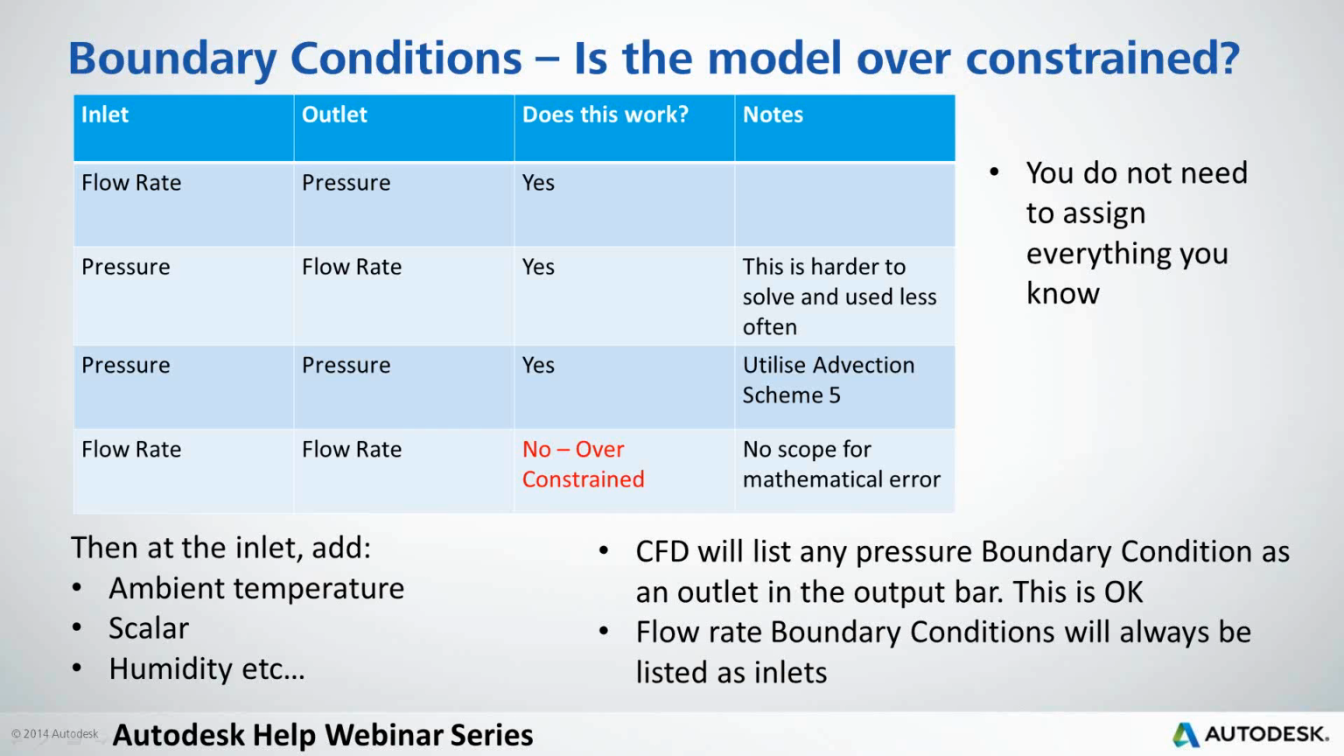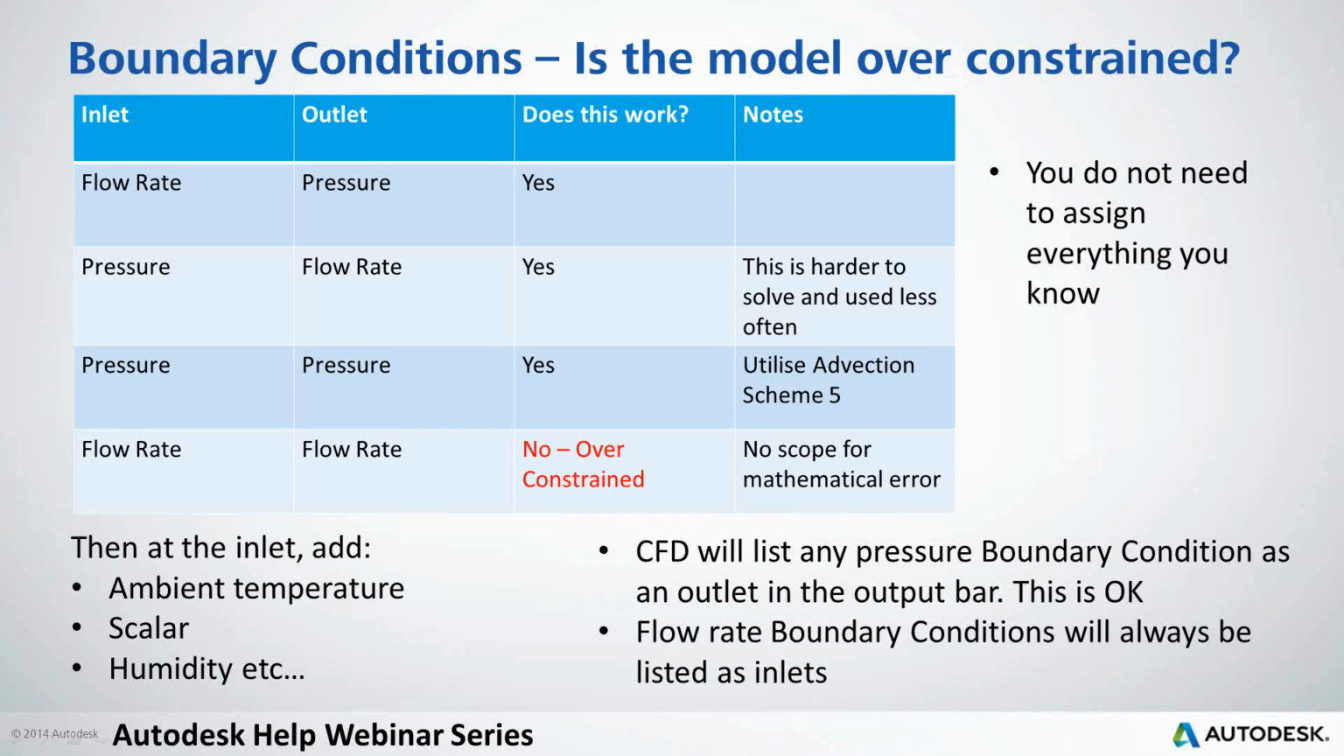We generally recommend using Advection Scheme 5 if you're going to do that. But what we need to avoid is the over-constrained scenario, so having a flow rate on the inlet and a flow rate on the outlet. That leaves no scope for mathematical error, and you can end up with results that aren't representative of reality.